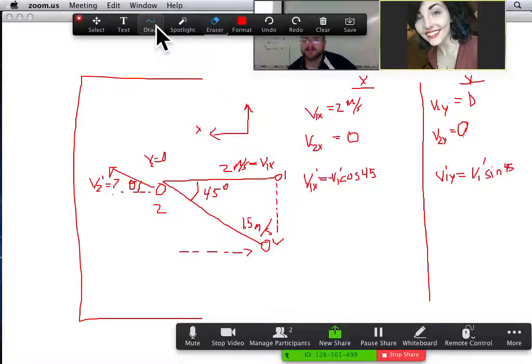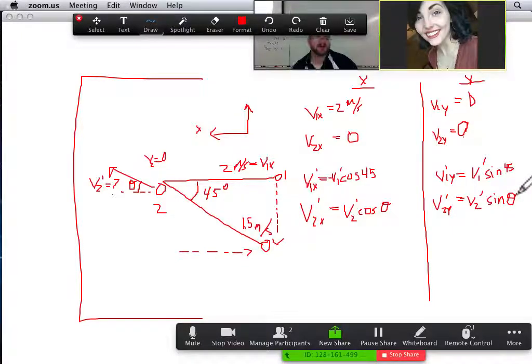Oh, we still got to do our velocity. So velocity 2x in the x direction prime is going to be velocity 2 prime, and it's going to be the cosine of the angle theta, which we don't know. And velocity 2y prime is going to be velocity 2 prime sine theta.